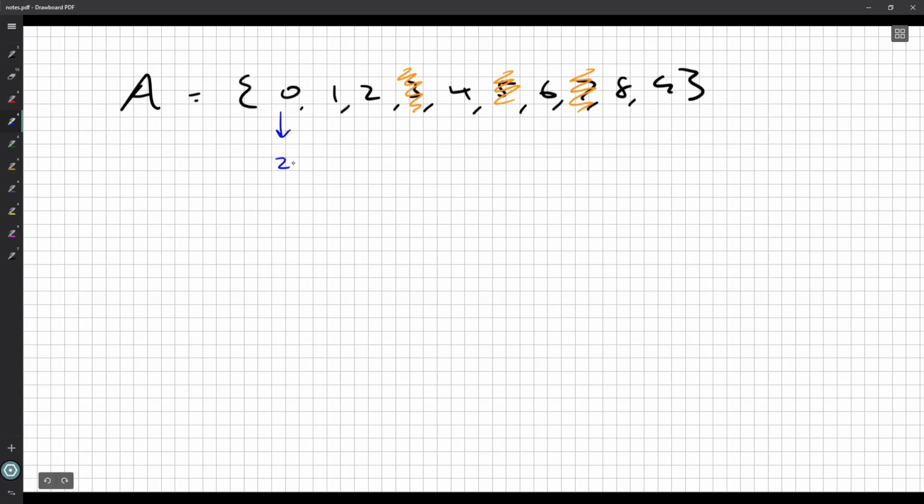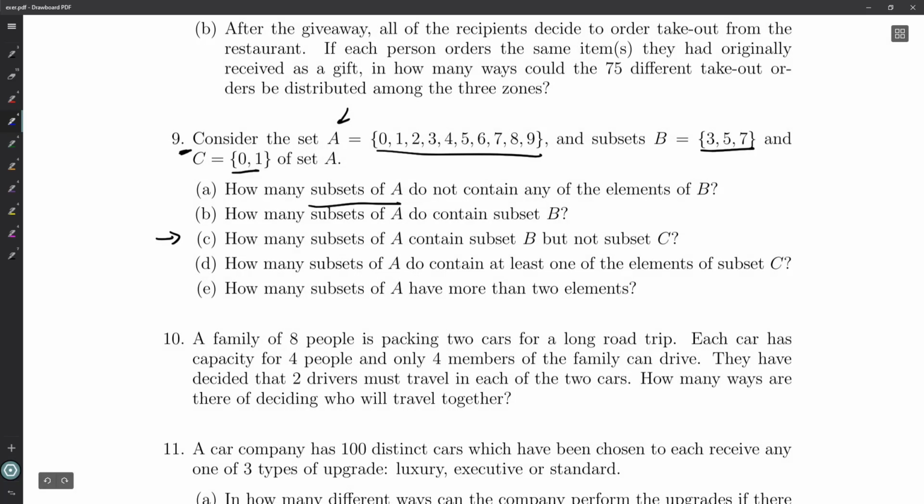Am I going to include 0 in my subset or not? 1 in my subset or not? Two choices, two choices, two choices, over and over again. 2 times 2 times 2. Is it in or is it out? How many do I have here? Well, I've got 7. So the number of subsets of A that have nothing in common with B is 2 to the power 7, or 128.